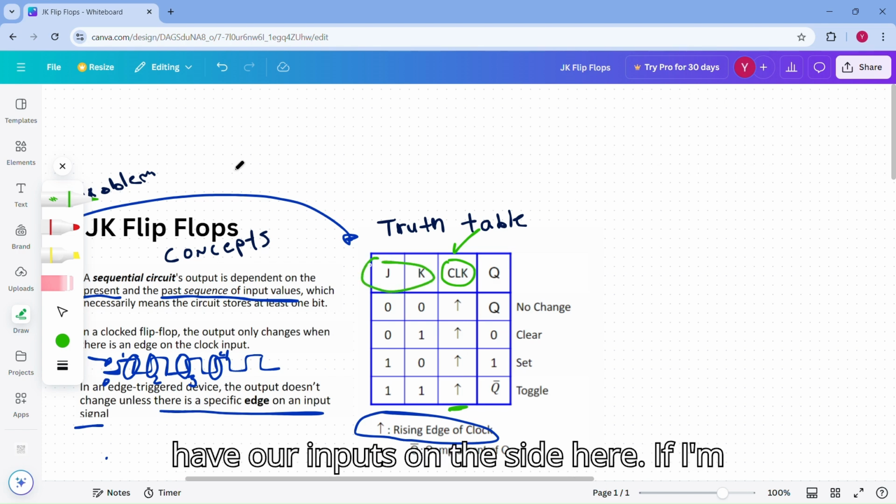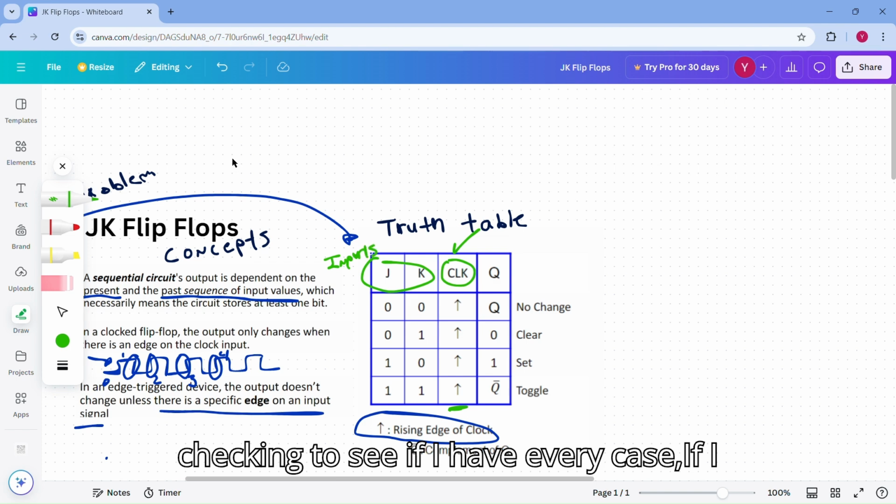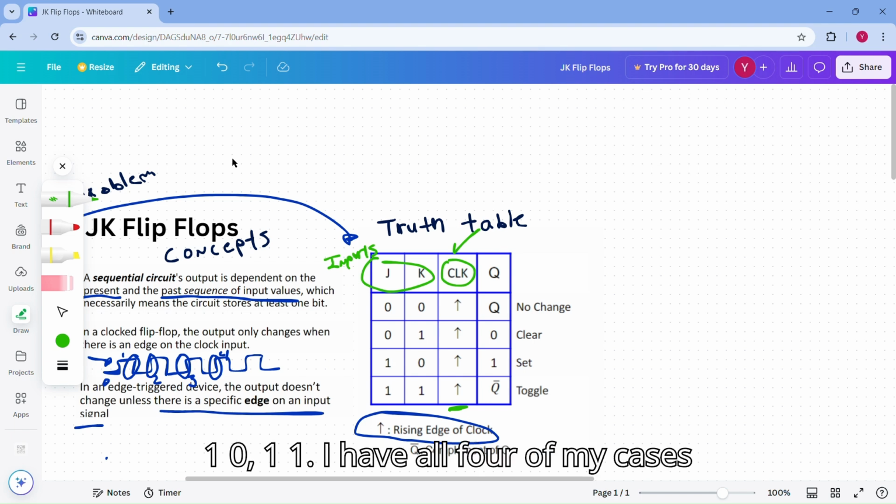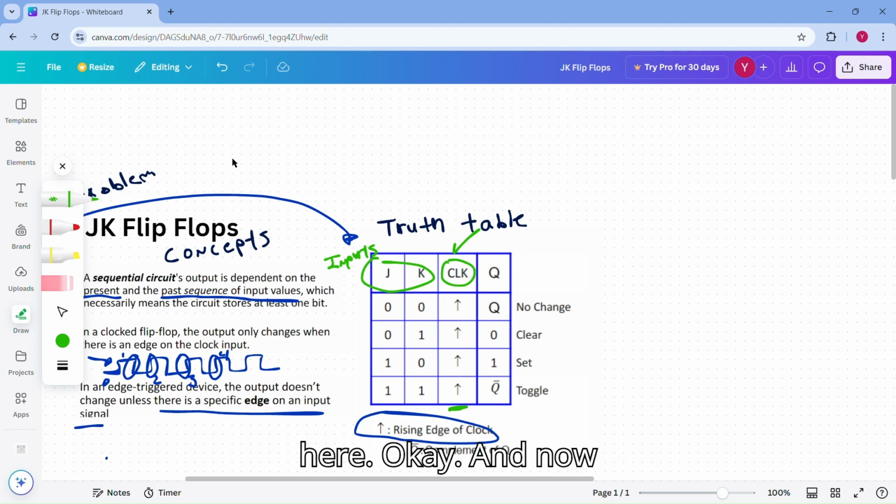And as always, we have our inputs on the side here. If I'm checking to see if I have every case, if I have 2 inputs, I should have 4 cases: 0 0, 0 1, 1 0, 1 1. I have all 4 of my cases here. Okay. And now I have the output.